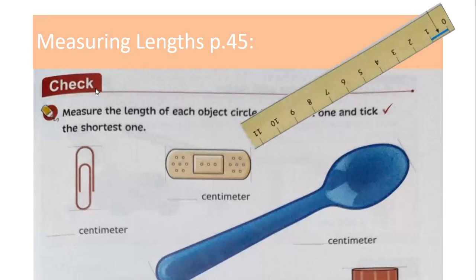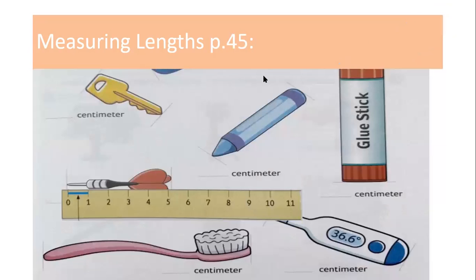Page 45: measure the length of each object, circle one and tick the shortest one. This is the ruler that I used to measure these lengths. This is 0, 1, 2, 3, 4, 5, 6, 7, 8, 9, 10, 11. How many centimeter is this? It is 3. This is 4 centimeter. This is 13 centimeter.